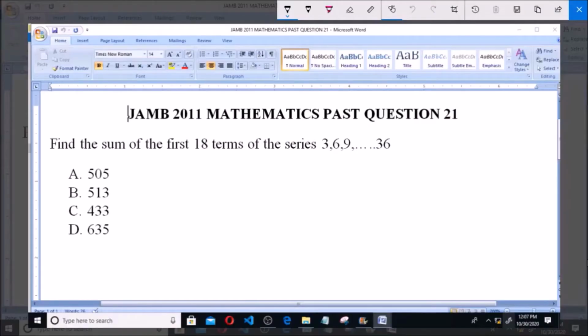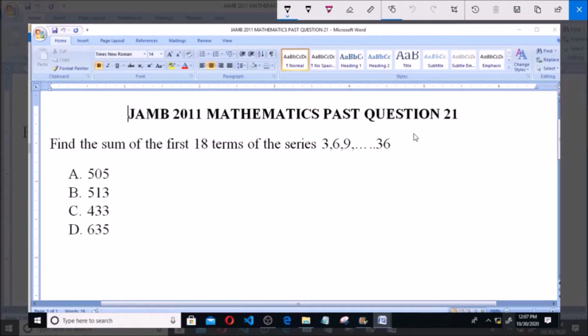I will be answering JAMB 2011 Mathematics Past Question 21. Find the sum of the first 18 terms of the series 3, 6, 9 to 36. A 505, B 513, C 433, and D 635. Now we are asked to find the sum of the first 18 terms of this series.